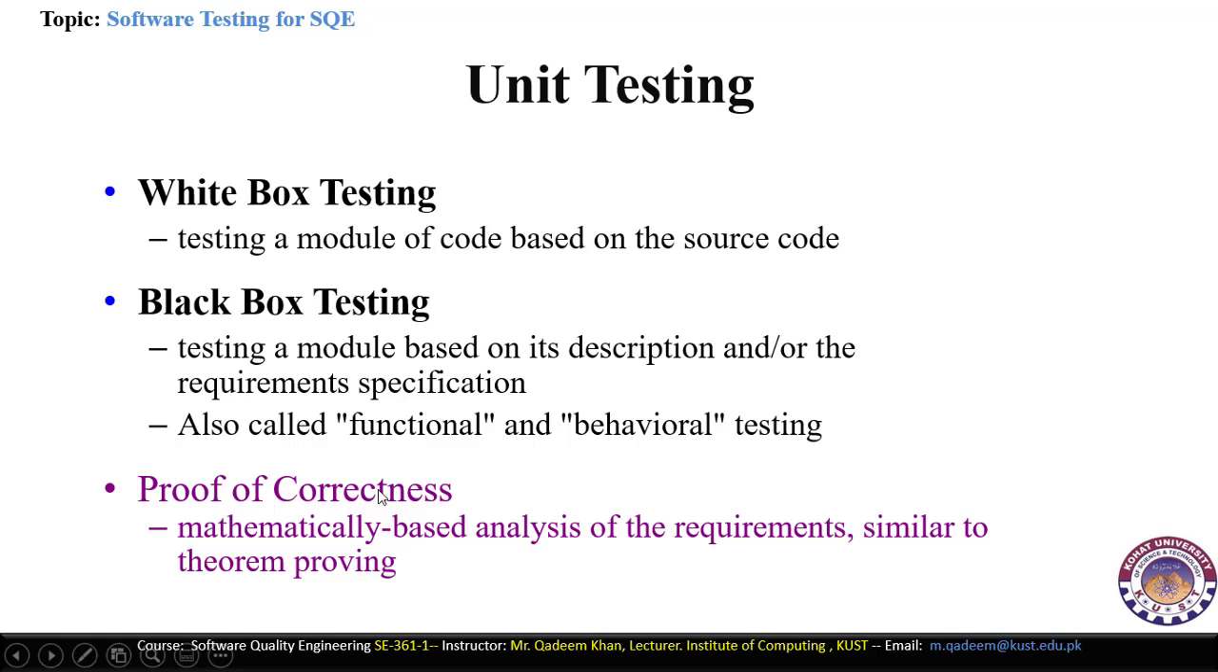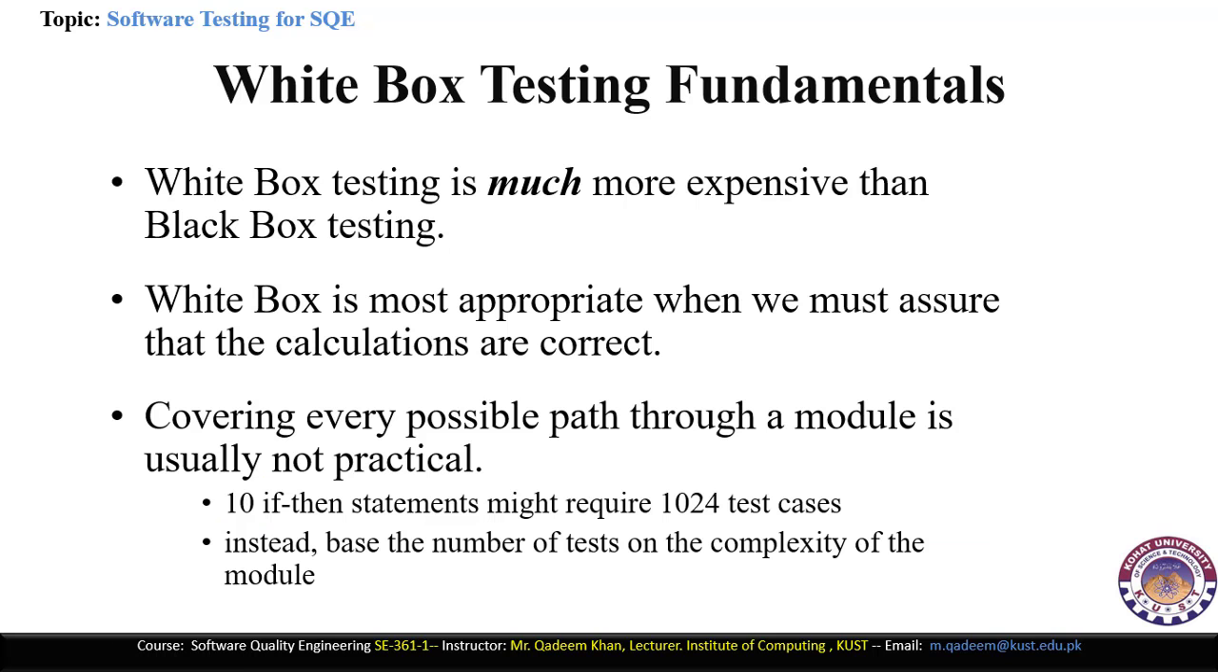Now, what is the proof of correctness? The proof of correctness is mathematically based analysis testing. Here we will use certain formulas, or we will perform testing based on certain equations or formulas. These are called the metrics of software testing. It is similar to a theorem, where we prove that the theorem works correctly for particular problems. So here we will test the software based on certain mathematical equations.